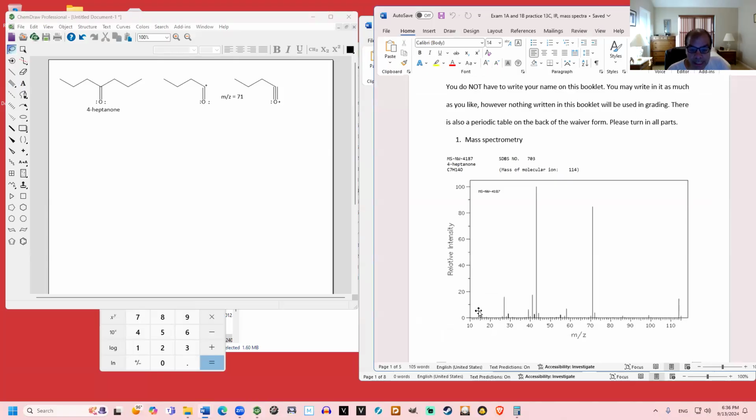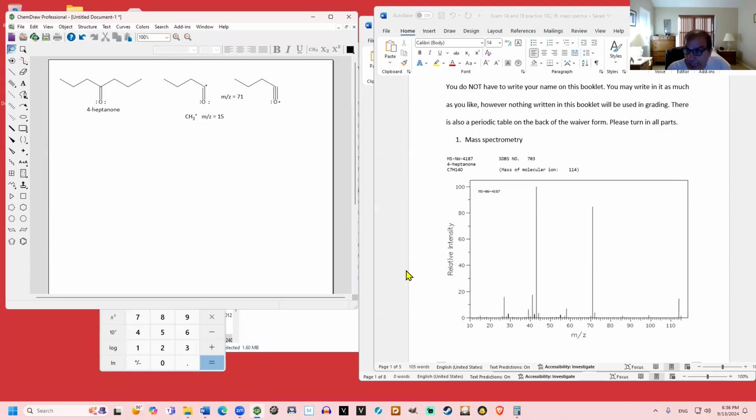Well, I see a peak at 15. There, by the way, is the peak at 29 for the ethyl cation. 15 is one we talked about in class. That's going to be CH3 plus. So you would write CH3 plus, m over z equals 15. That's another fragment. So let's see. Here's one, there's one. We need just one more.